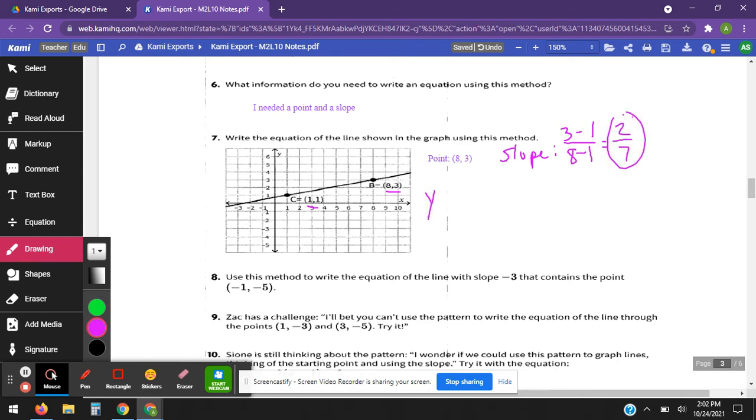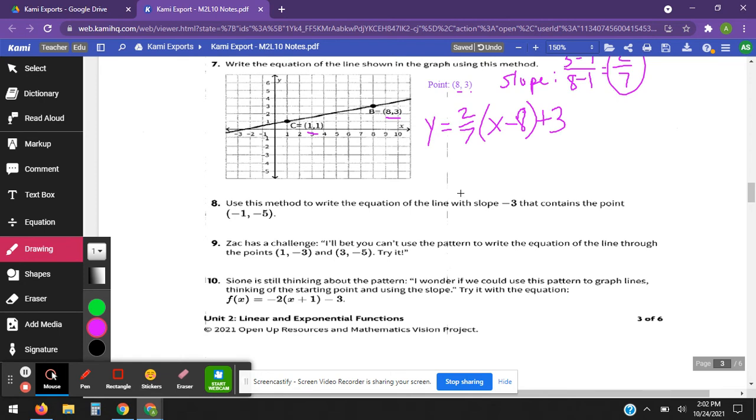So when I go to write my equation, y equals my slope, 2/7, and I have an x minus my 8, parentheses, and then I have a plus 3. So there I go. I put my point in here, and I have my slope.